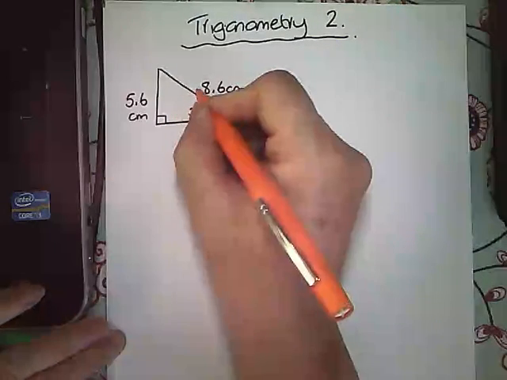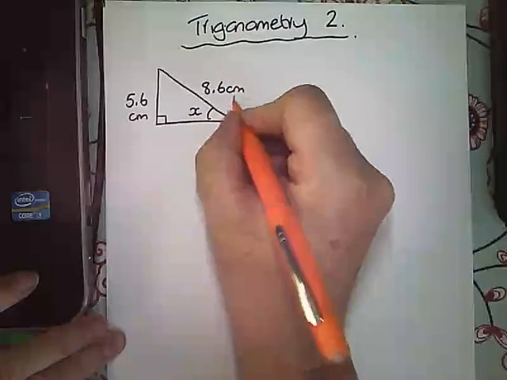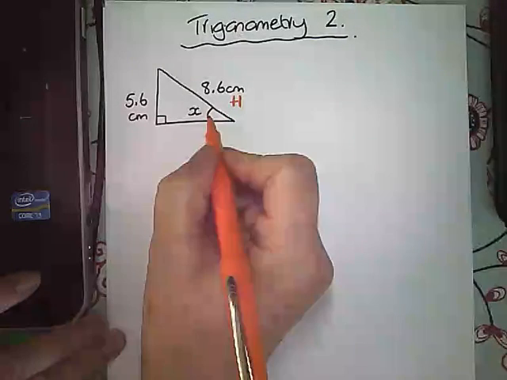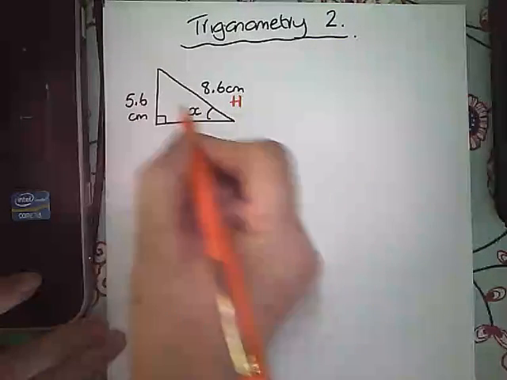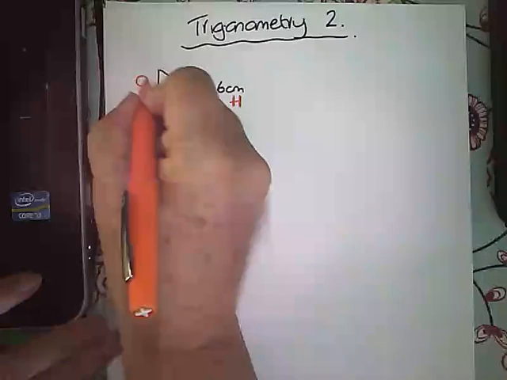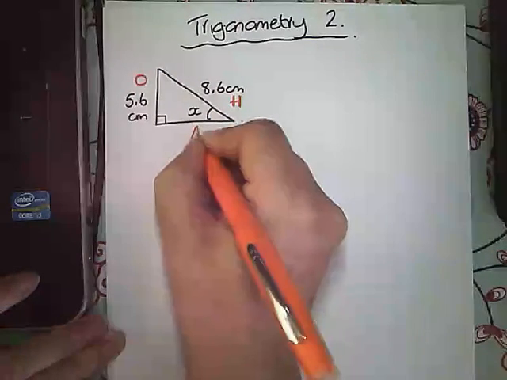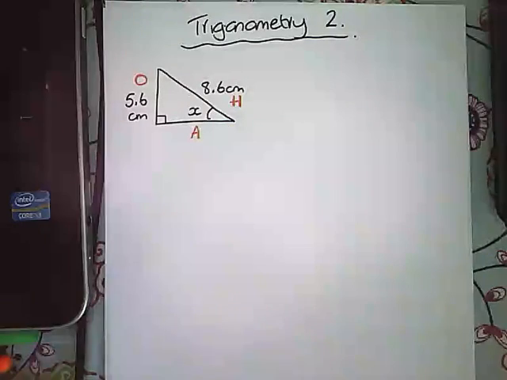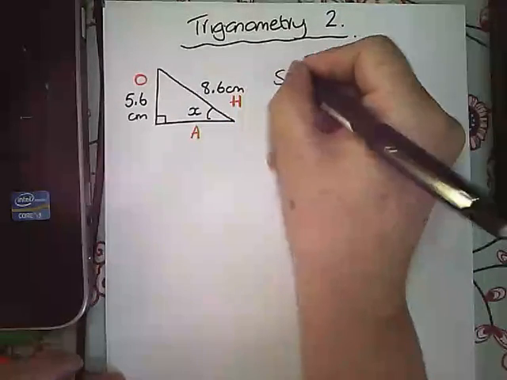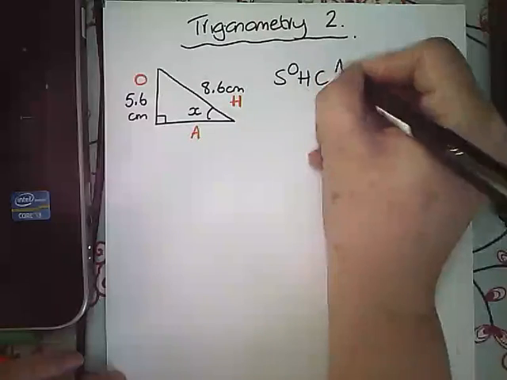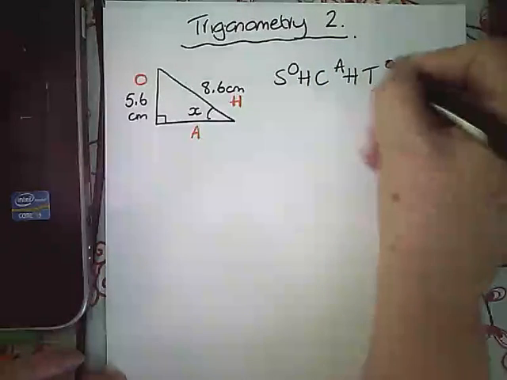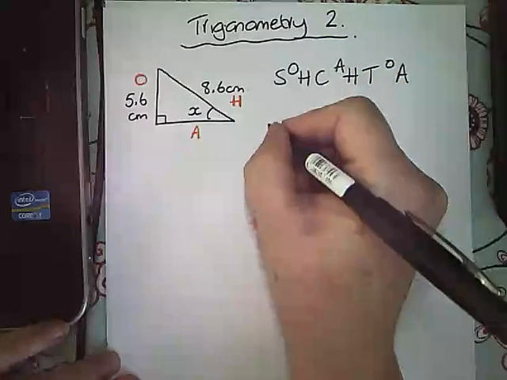The right angle points to the hypotenuse, so this is labelled H. The angle is opposite this side, so that's the O, and then this side is next to the angle, it's adjacent to the angle, so that is A. Then we write down our SOHCAHTOA, and write down what we've got and what we want.